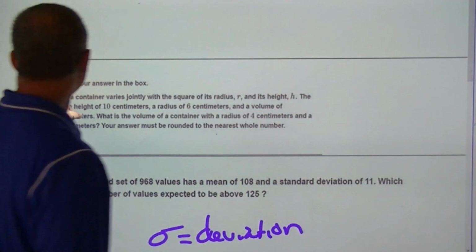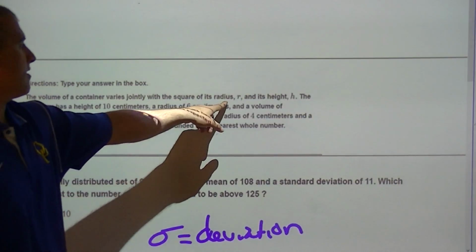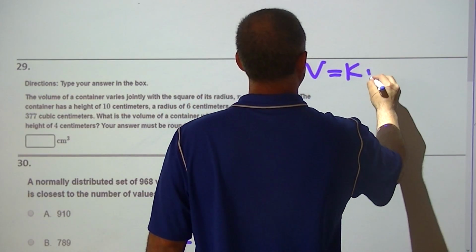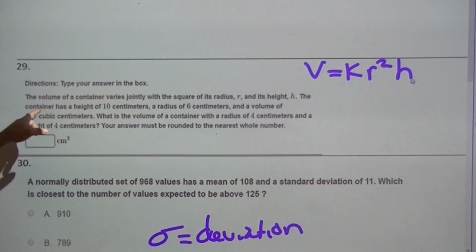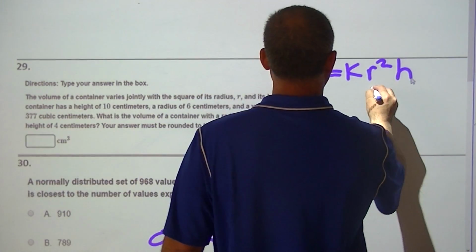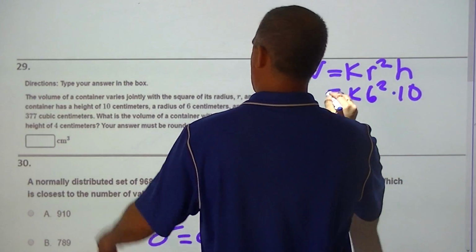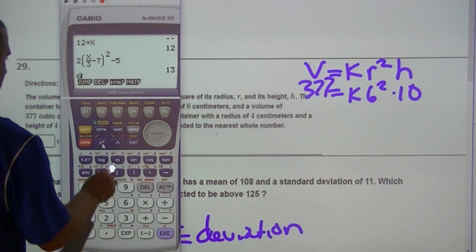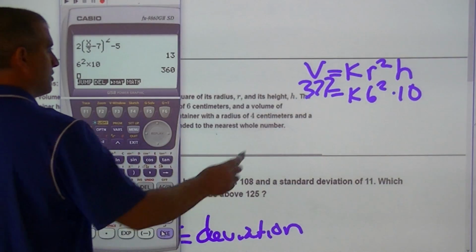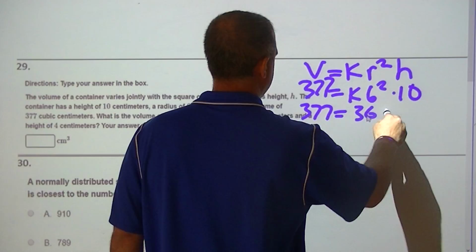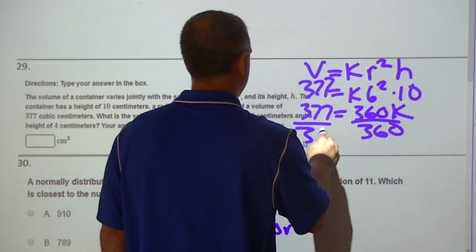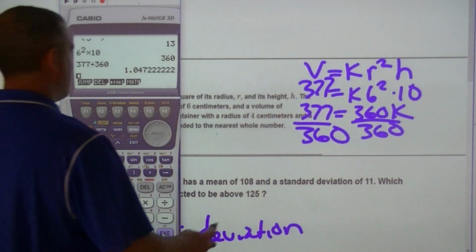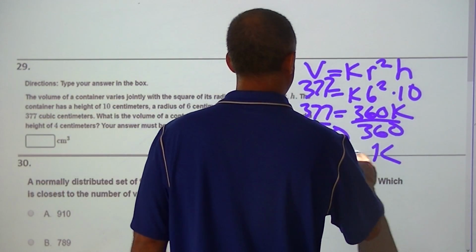All right? Okay? It says type your answer. The volume of a container varies jointly with the square of the radius and its height. So the first thing, volume. Okay, since jointly they're all going to be on one line, square of the radius and the height. That's your basic equation. The container has a height of 10, a radius of 6, and the volume is 377. Okay, so what I want to do is figure out that other side there. That's going to be 6 squared times 10, which is 360, so 377 equals 360k. Divide by 360. Okay. That's 1.04 for k. All right.